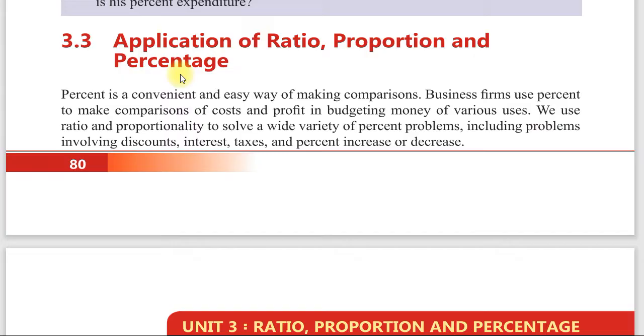So percent is a convenient and easy way of making comparison. Business firms use a percent to make comparison of the cost and profit and the budgeting money of various use. We use ratio and proportionality to solve a wide variety of percent problems, including problems involving discount, interest, taxes, and percent increase or decrease.